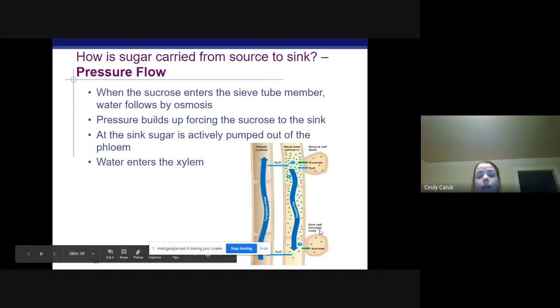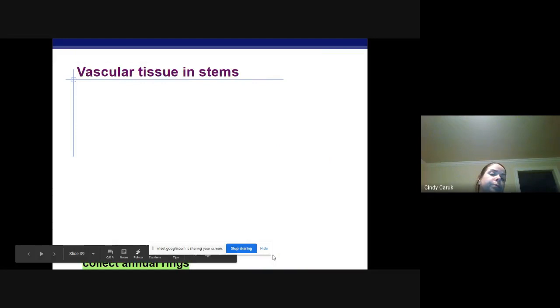When it gets to the sink, it gets put into storage or it gets used by leaves for growth, depending on the season. The water enters back into the xylem.